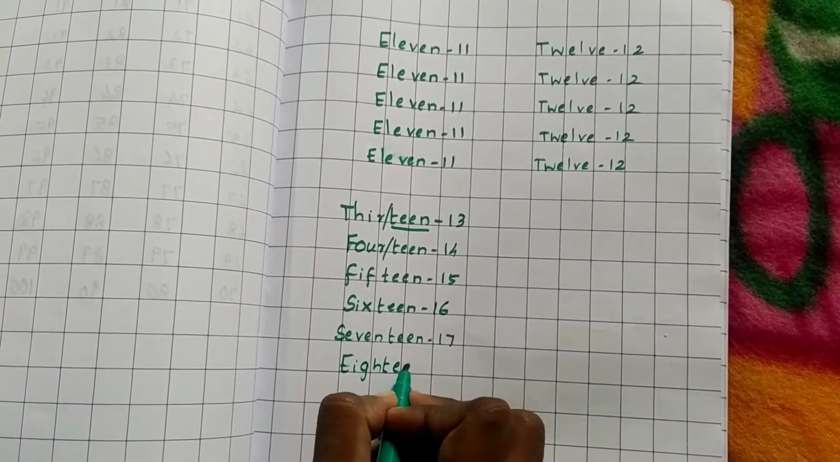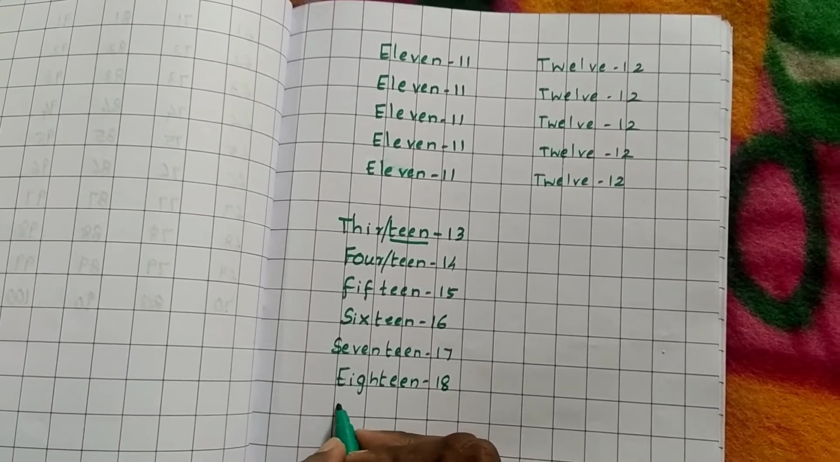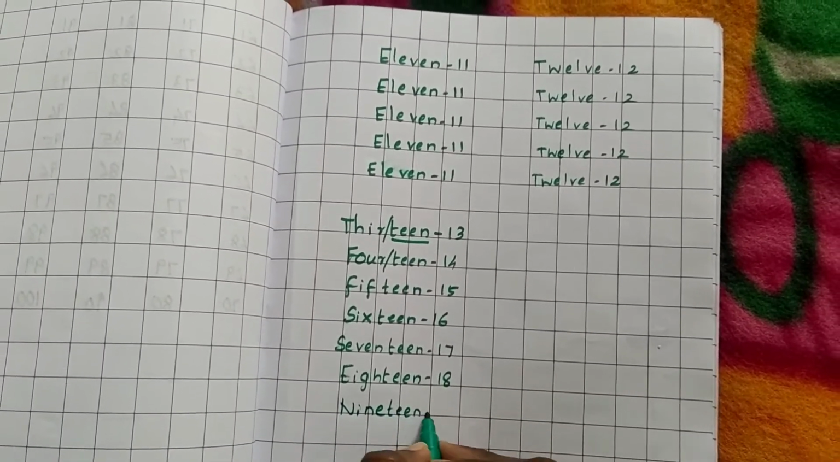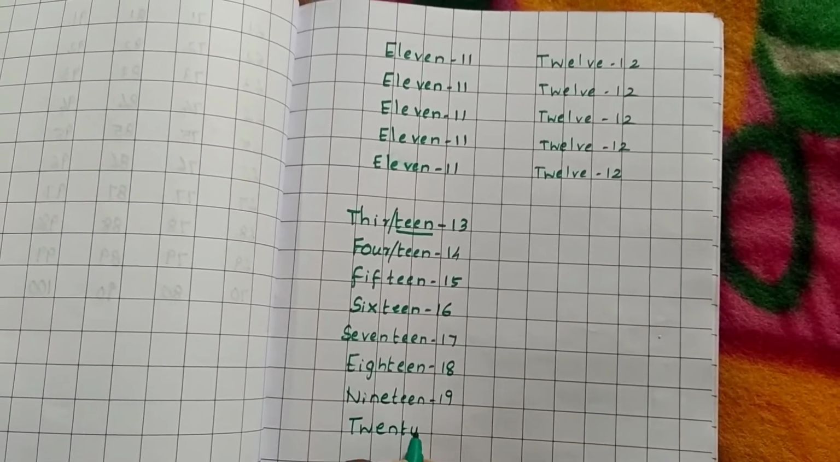18, E-I-G-H-T, here only one T will come. 18. 19, N-I-N-E, 19. Next, 20, T-W-E-N-T-Y, 20.